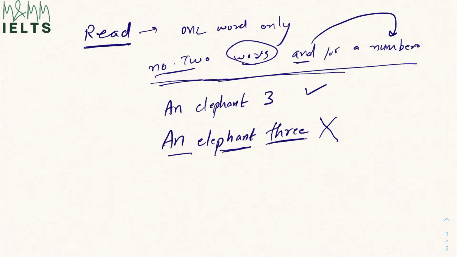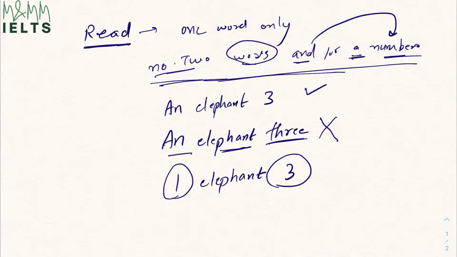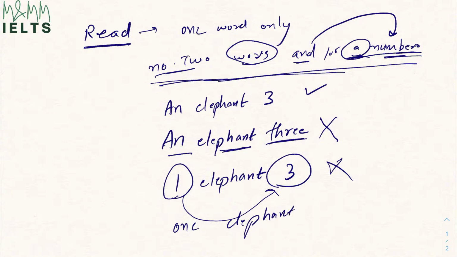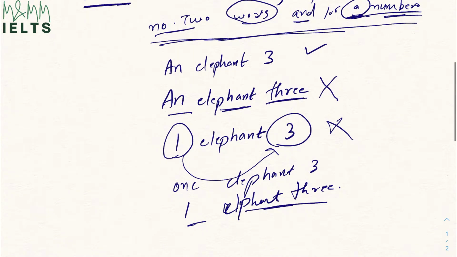Now you can also not say, for example, just giving you a random example, something like 3, 1 elephant 3, because right now you have written 2 numbers. They only said a number. Means one number. So in that case, this is again going to be wrong. So you can pick and choose here. You can even write 1 elephant 3, or you can even write 1 elephant three, 3 as in THREE. So 2 words and a number. As long as you satisfy the criteria of the question, you should be all good.